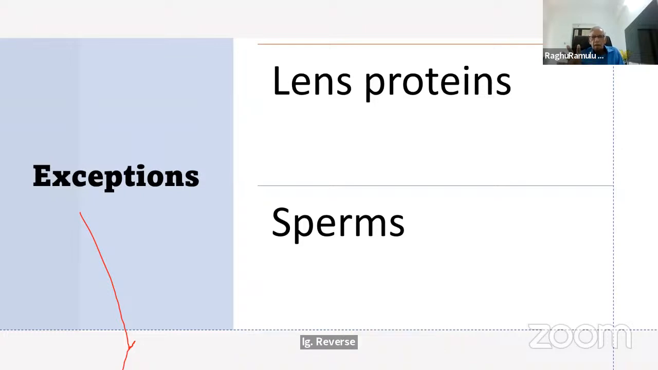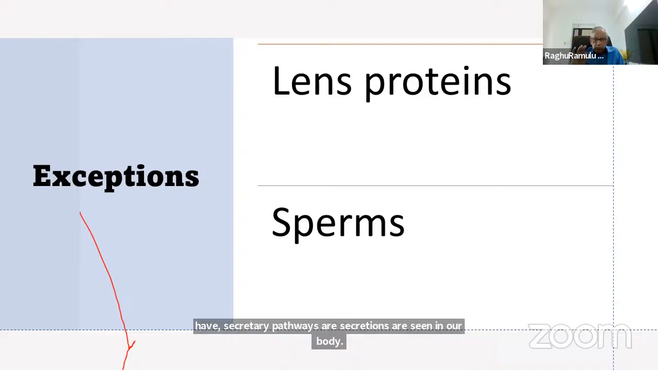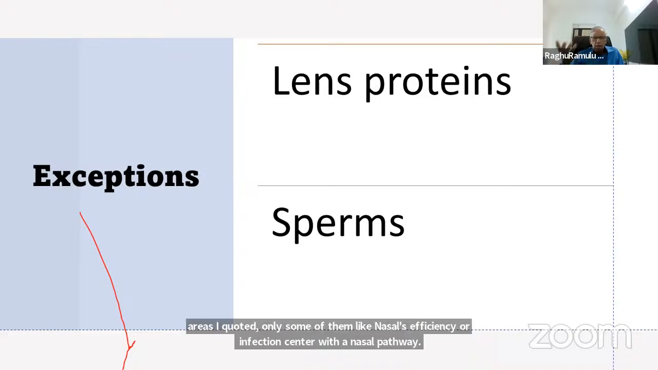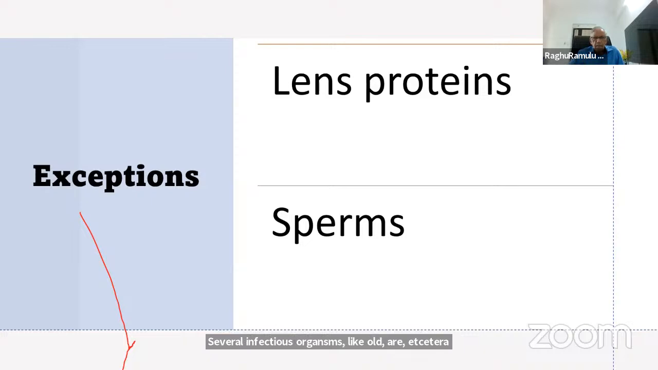Like that, we have secretory pathways or secretions seen in our body in different areas. I quoted only some of them, like nasal secretions. Infections enter through the nasal pathway. Several infectious organisms like the cold virus, and several other viral organisms, enter by the nasal pathway also. Whenever these organisms enter by the nasal pathway, nasal secretions are discharged.